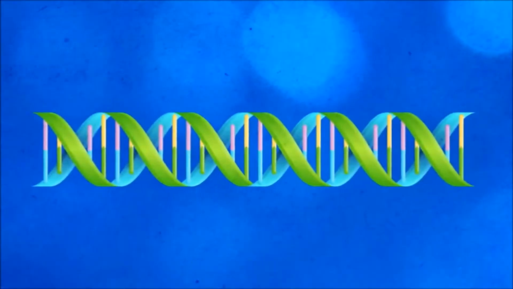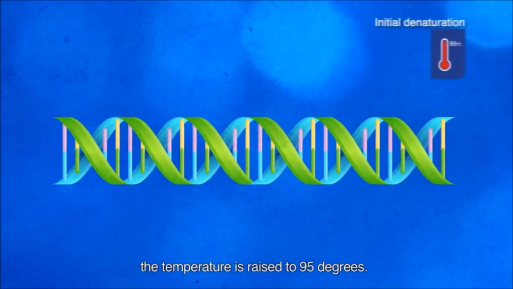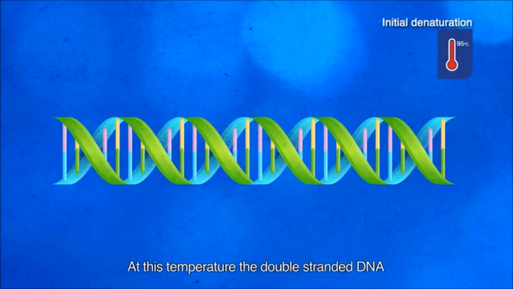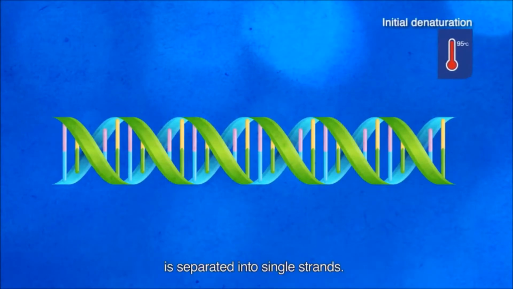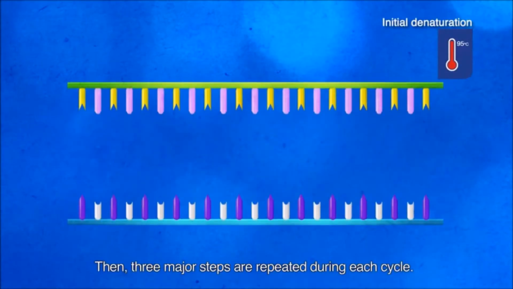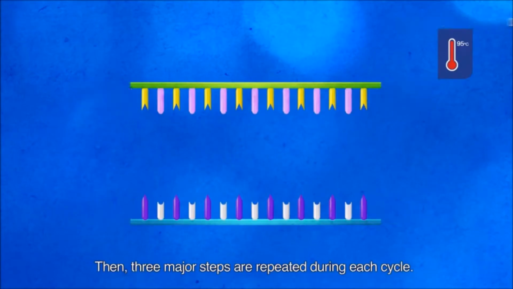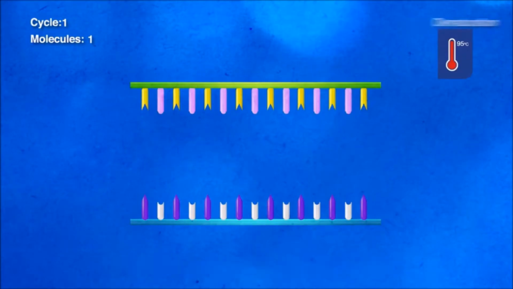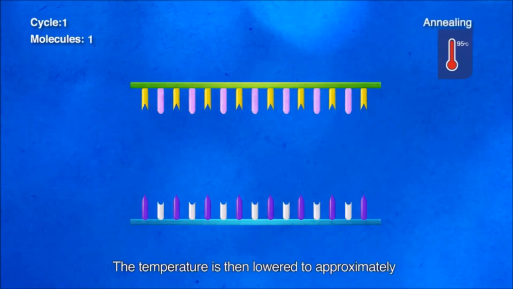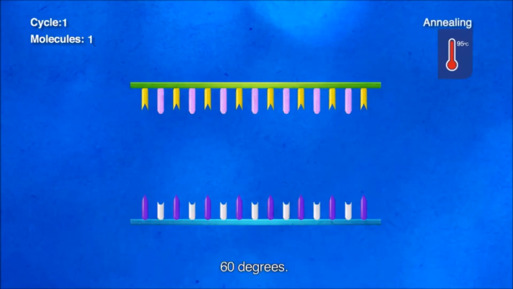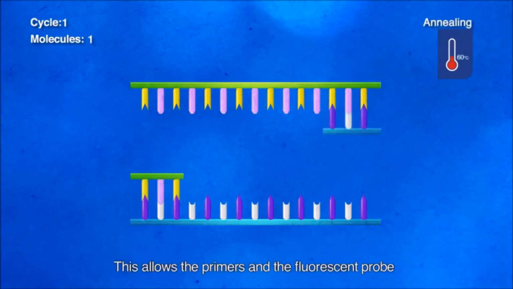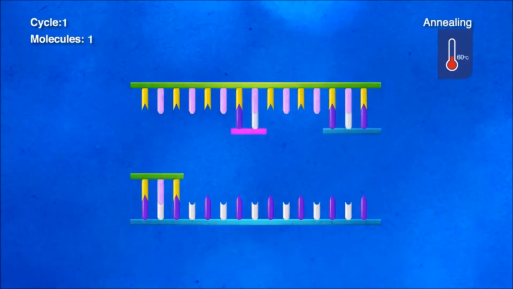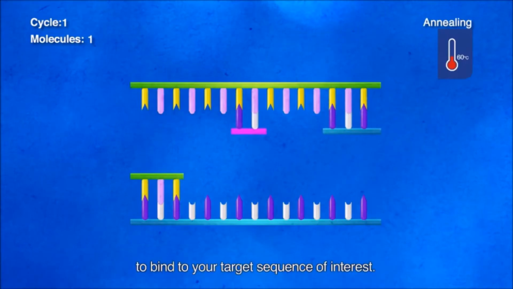To begin the reaction, the temperature is raised to 95 degrees. At this temperature, the double-stranded DNA is separated into single strands. Then, 3 major steps are repeated during each cycle. First, denaturation to obtain single DNA strands. Second, annealing. The temperature is then lowered to approximately 60 degrees.